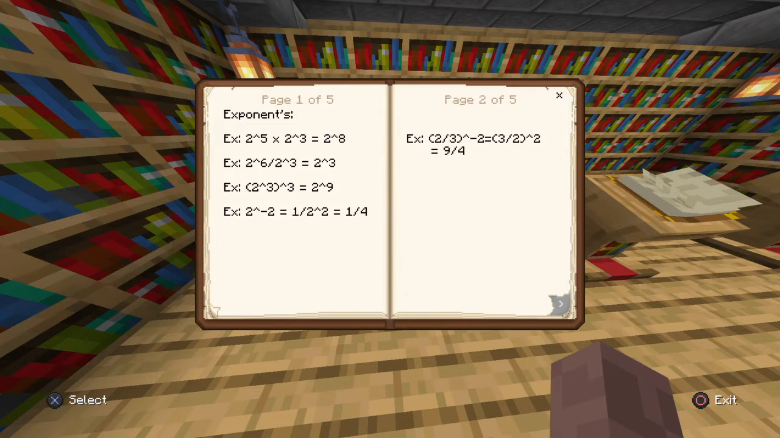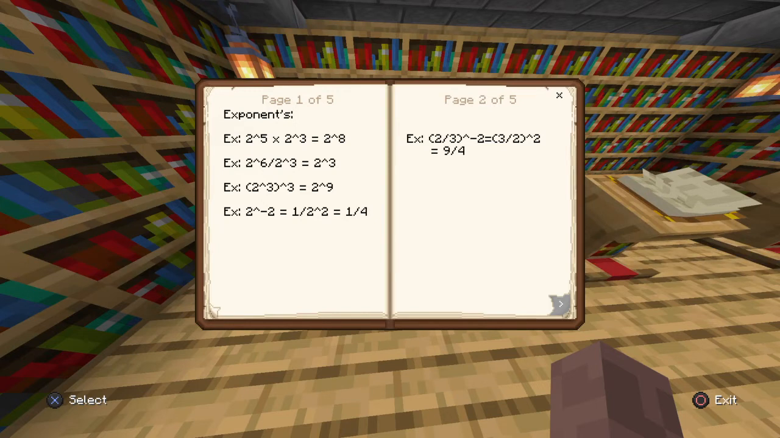For example, 2 to the power 6 divided by 2 to the power 3 will equal 2 to the power 3. On your third line, when raising one power to another power, you have to multiply the exponents. For example, (2 to the power 3) to the power 3 will equal 2 to the power of 9. On the fourth line, when dealing with negative exponents, you can invert them, or use what is known as the reciprocal, to make the exponent positive. For example, 2 to the power of negative 2 will equal 1 over 2 to the power of 2. This will equal 1 over 4.